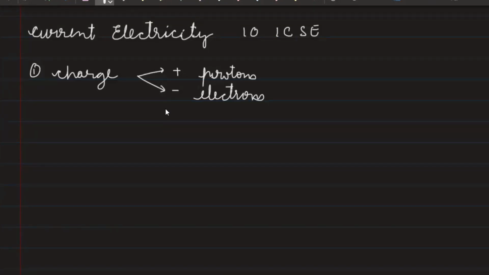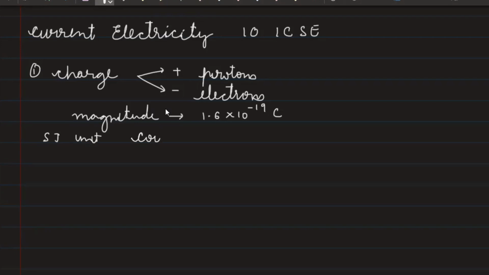And then when you talk about the magnitude of charge, the smallest possible independent charge is on a proton and an electron, and the magnitude is 1.6 into 10 to the power minus 19 coulomb. So coulomb is the SI unit of charge. SI unit is coulomb. Okay. And a coulomb is a very big unit.